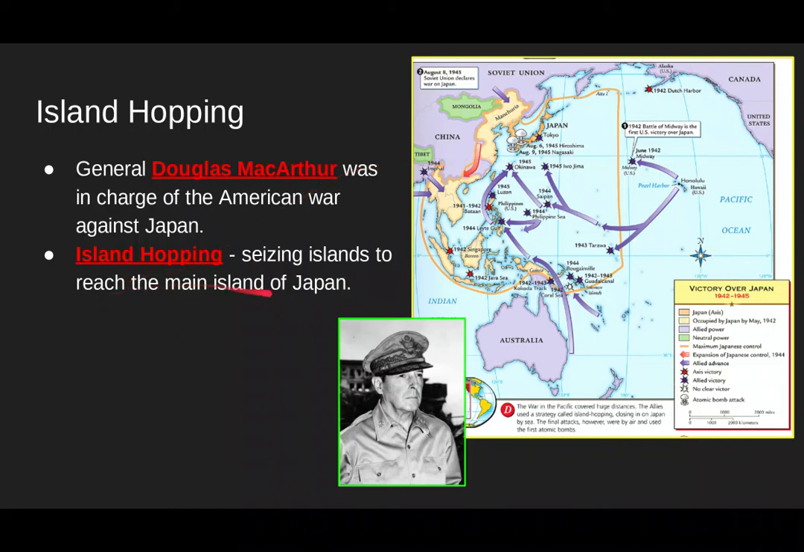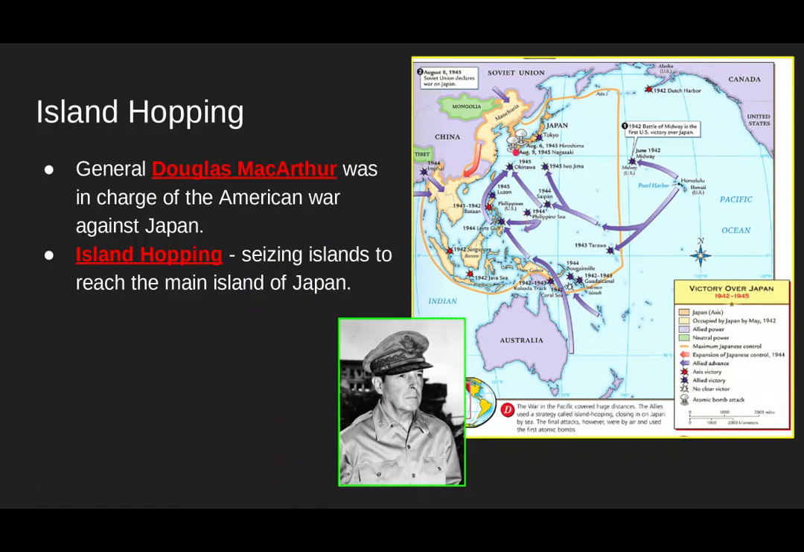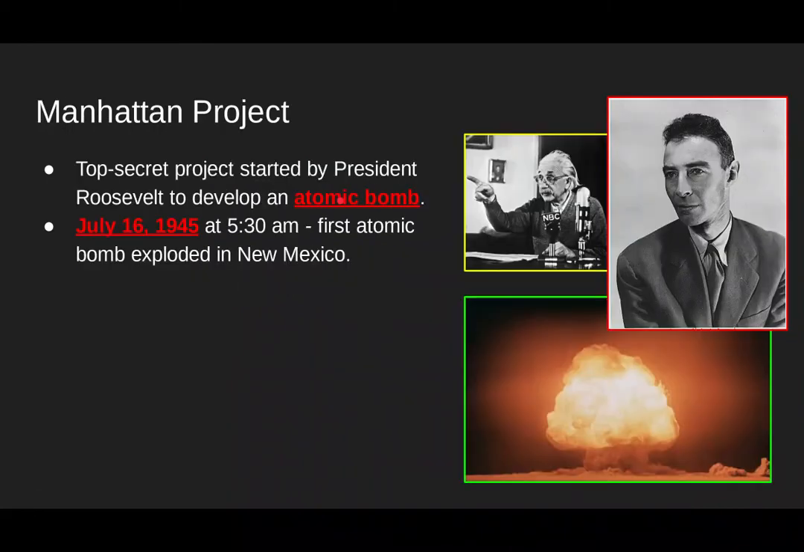Okay, but this idea of island hopping, this strategy conceived by Douglas MacArthur to march the Americans closer and closer to the home island of Japan. All right. Also during this time, we need to talk about the Manhattan Project, which was a top secret American project to develop the very first atomic bomb. This was started by President Roosevelt.